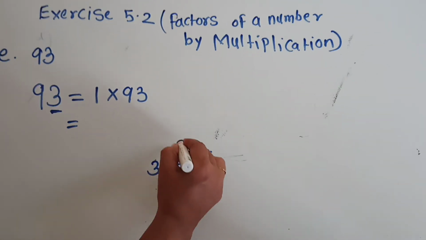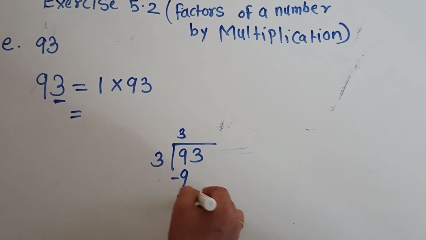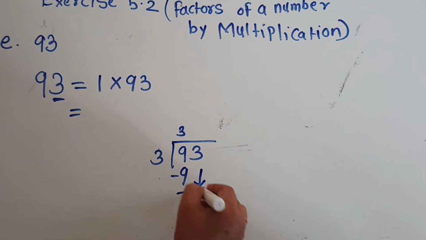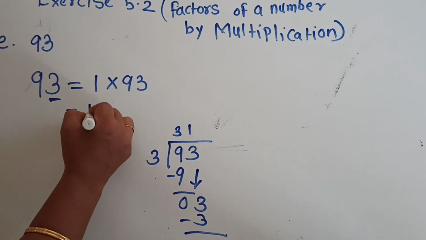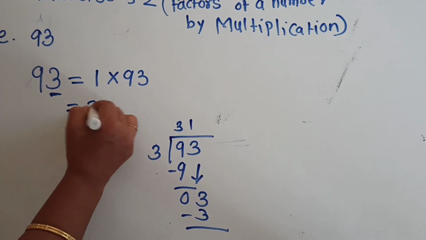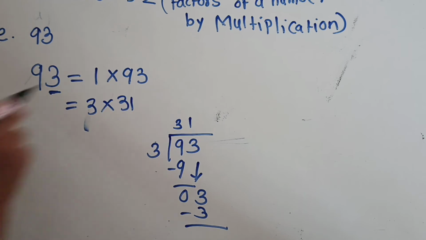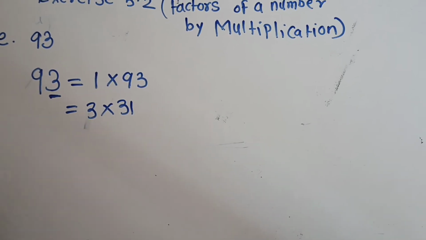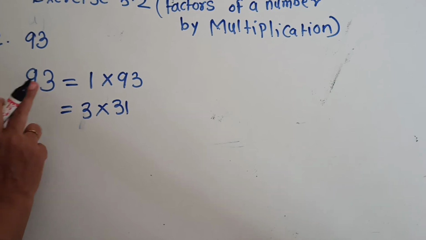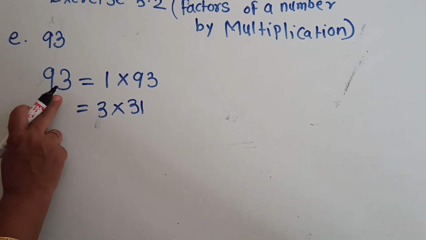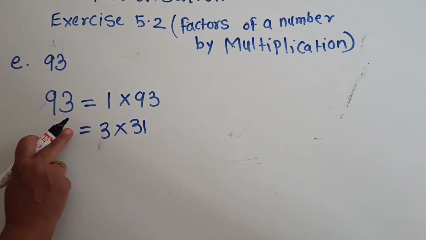93 divided by 3. Yes, 3 3s are 9. 9 minus 9, 0. Then take down these 3. 3 ones are 3. Okay. So 3 multiply by 31. Okay children. 4. No, because here is an odd number. 5, no, because in 5's table there are numbers 0 and 5 only.